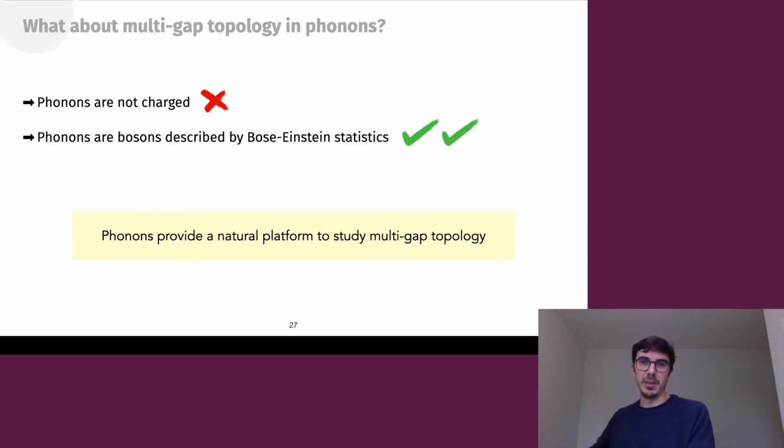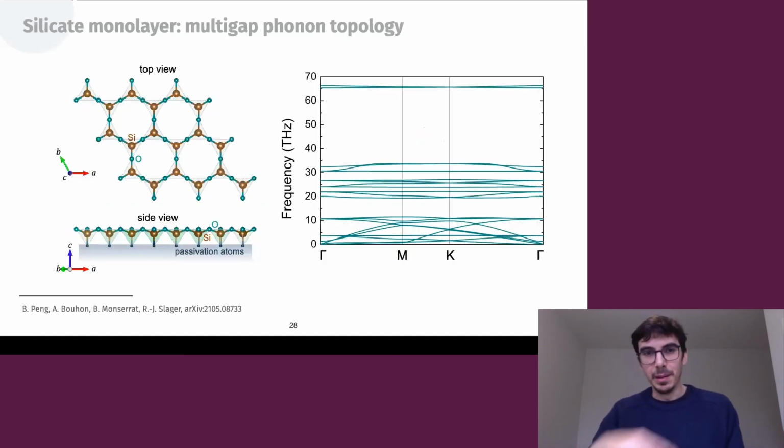So it has been observed in some artificial lattices, but is yet to be observed in real materials. And we think that the efforts should be directed in trying to observe it in phononic materials, in phononic band structures. So let me show you very briefly our proposals to do that, and I'll finish after this.